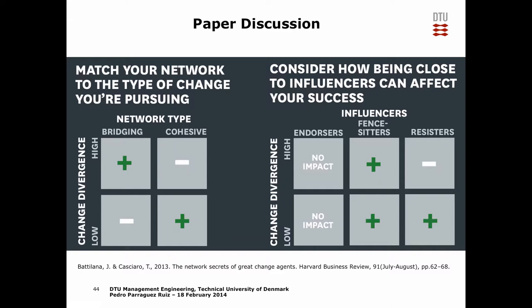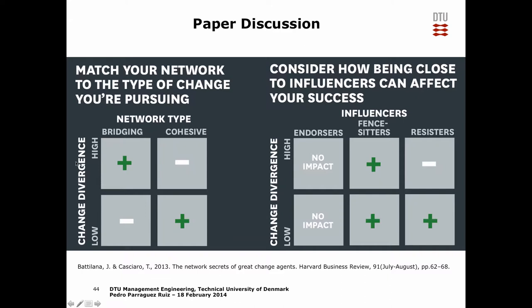And what they say in this paper in particular is that you have different kinds of changes, and you want to match your network type to the kind of change you're having. If the change is very low in terms of divergence, in terms of how disruptive it is, you will do well if the network is very cohesive, because basically you need to bring people that are already more or less in the same boat to change slightly. You don't need to convince everybody to turn completely to another direction.